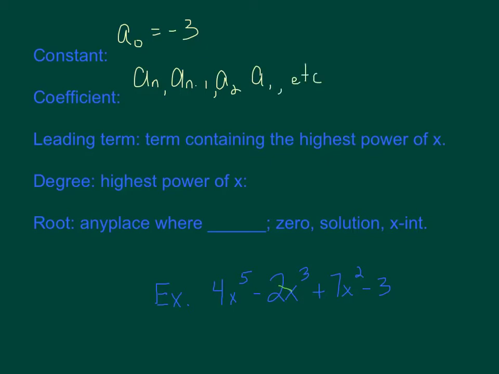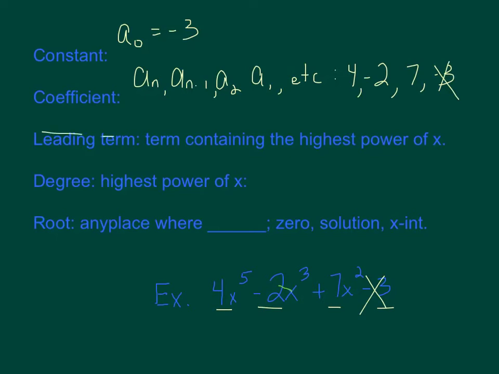And in this particular case, it'd be 4, negative 2, 7, and negative 3. Let me list those for you. 4, negative 2, 7, and negative 3. Those are the coefficients. I'm sorry, negative 3 is a constant. I shouldn't put that as a coefficient. That's bad. They're the numbers with variables.